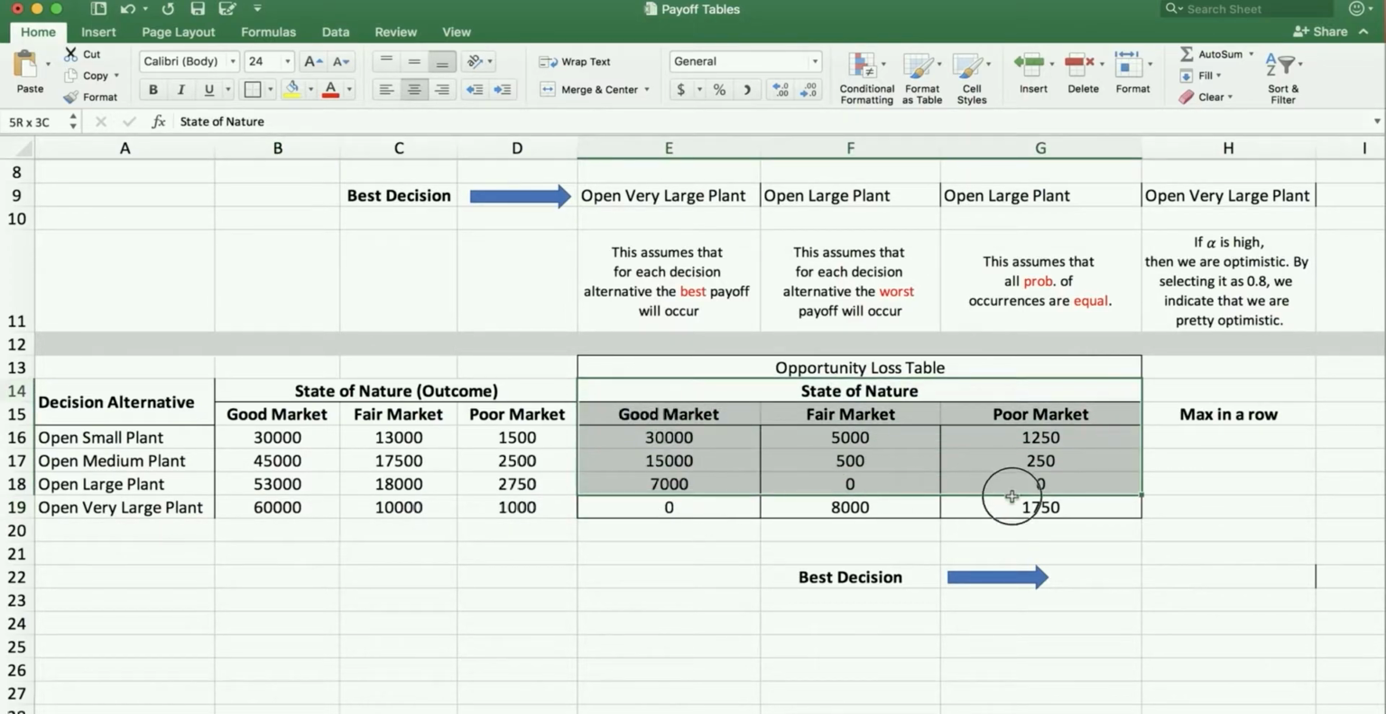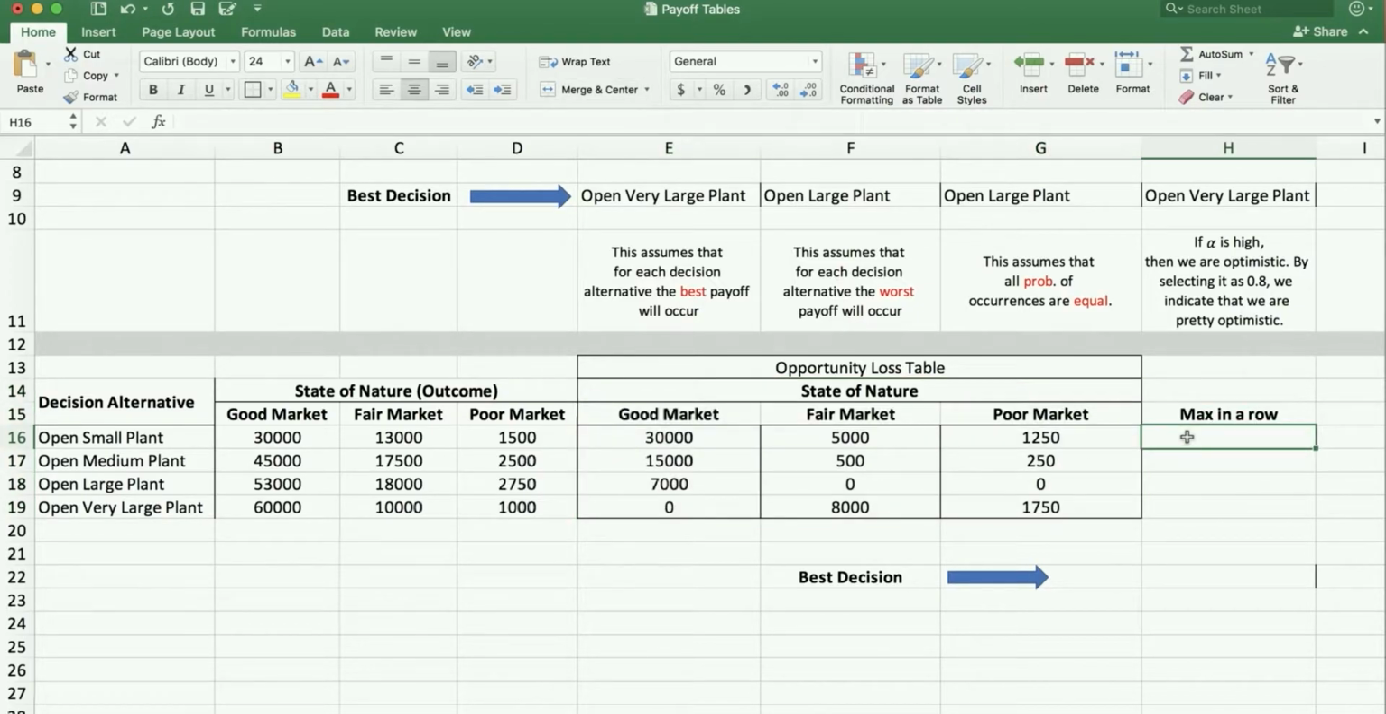Okay? So I created my opportunity loss table, and the next step is to find the maximum regret in each decision alternative. Remember, the method is called Minimax regret. So I am first finding the maximum regret, and I'm going to then find the minimum of these maximum regrets. That's why the method is called the Minimax regret method. Okay, so take the max of those, and since we are going to repeat this for the remaining decisions, go to the bottom right, drag it all the way down, and you have all the maximum regrets.